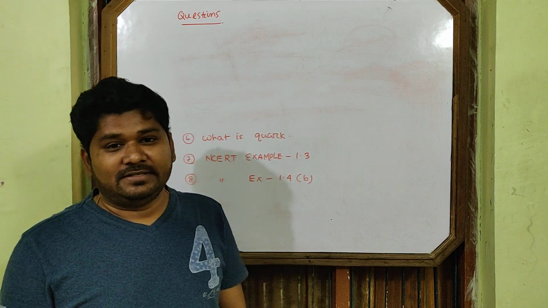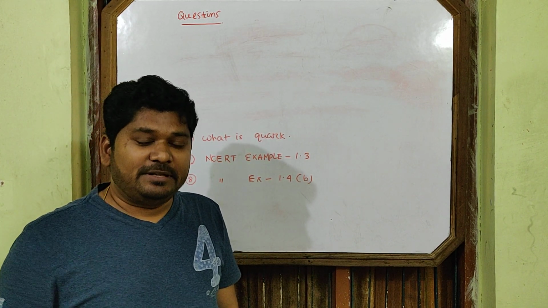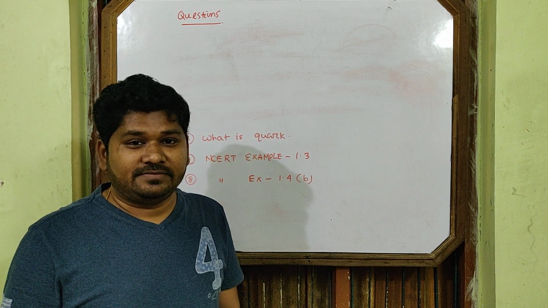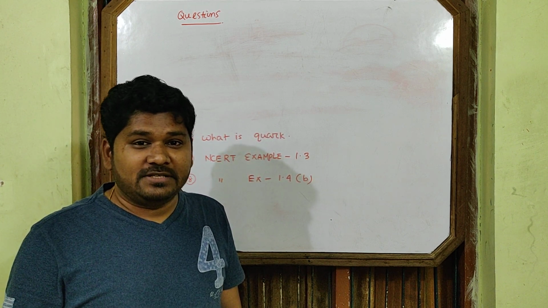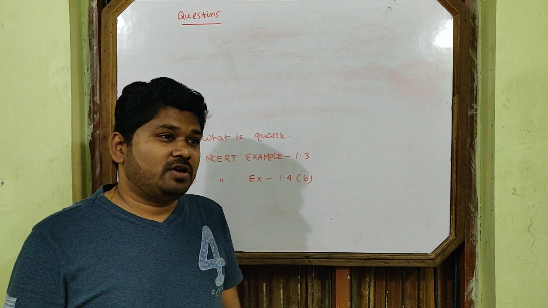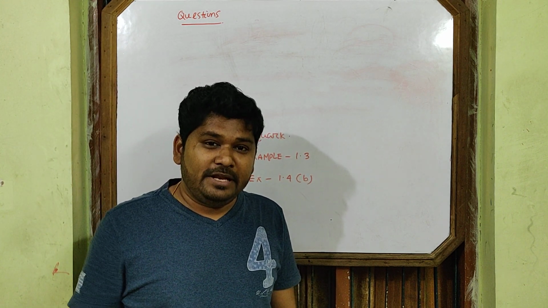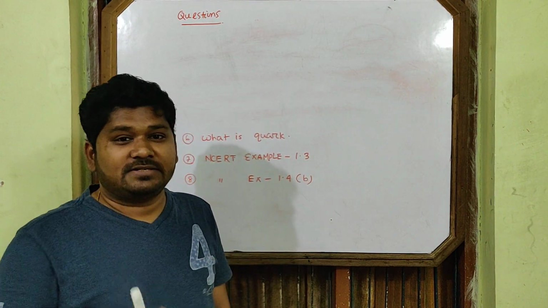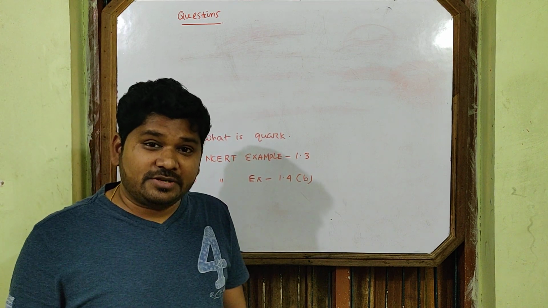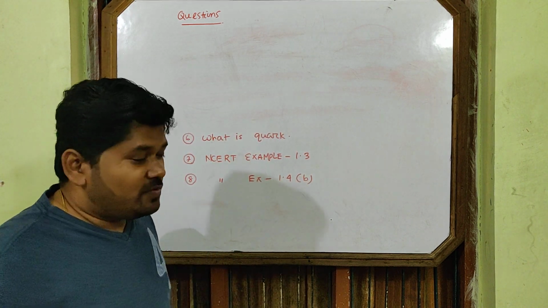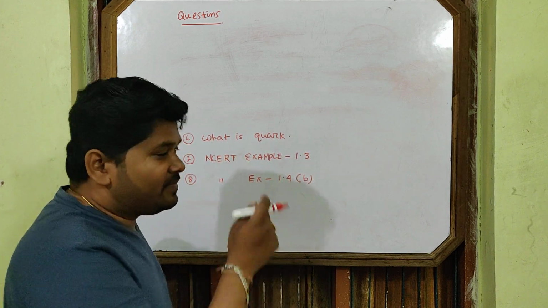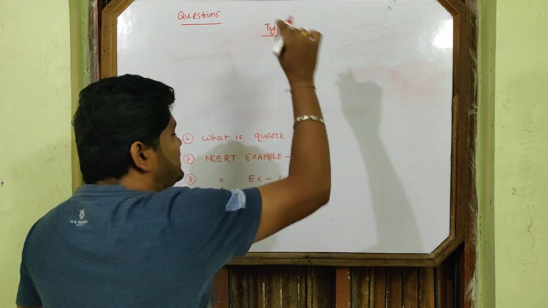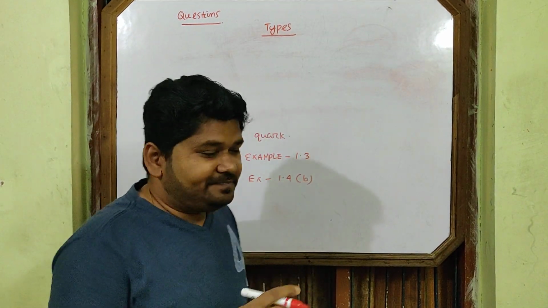They are present inside, but they are the constituents of some other particles. Some other particles means protons, neutrons, etc. There are many more particles which consist of quarks. Quarks are the constituents of those particles. So what are the different types of quarks? Different types of quarks I am writing here. You see, there are 6 types of quarks in total.